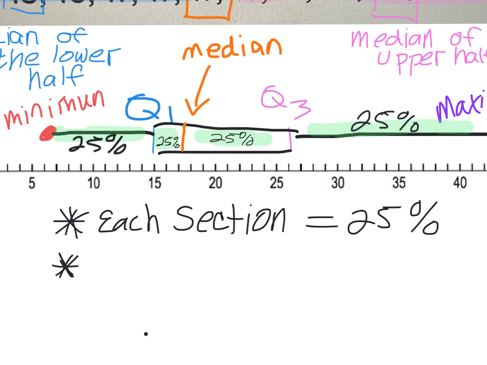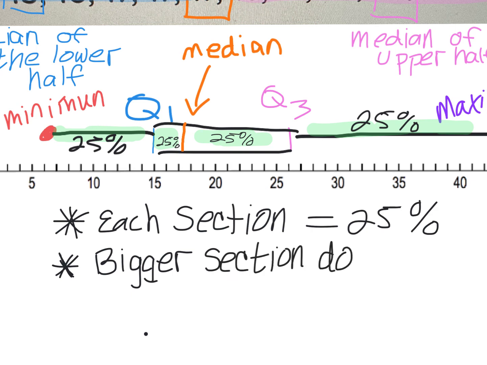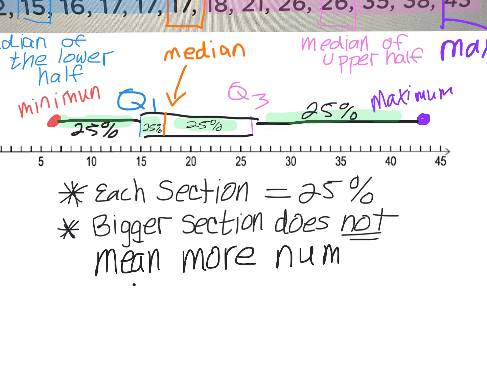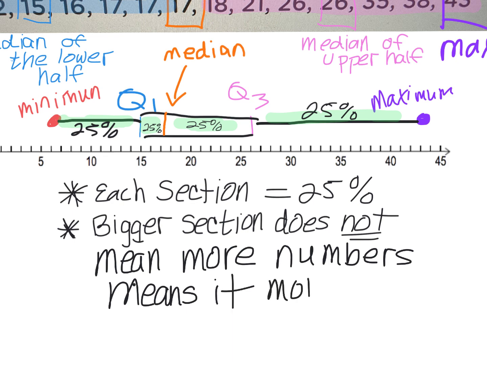And then the other big idea is that a bigger section does not, add a text box because this is really important, mean more numbers. So what I mean by that, for example, is this section right here is by far the widest section, right? It doesn't mean that more kids' scores are in that section. It just means it's more spread out.